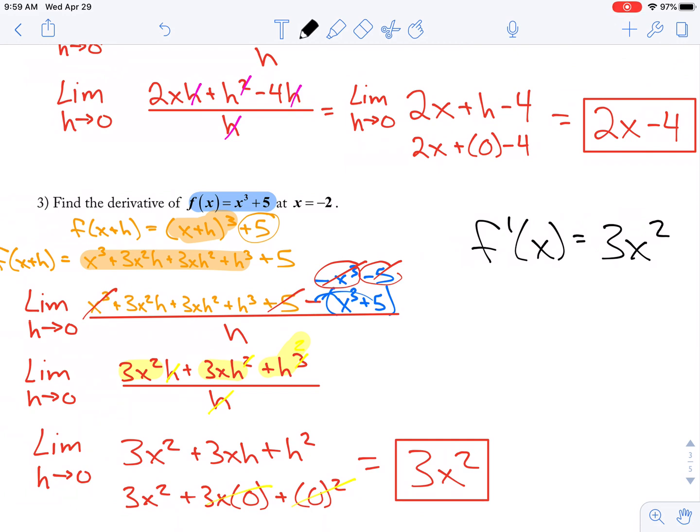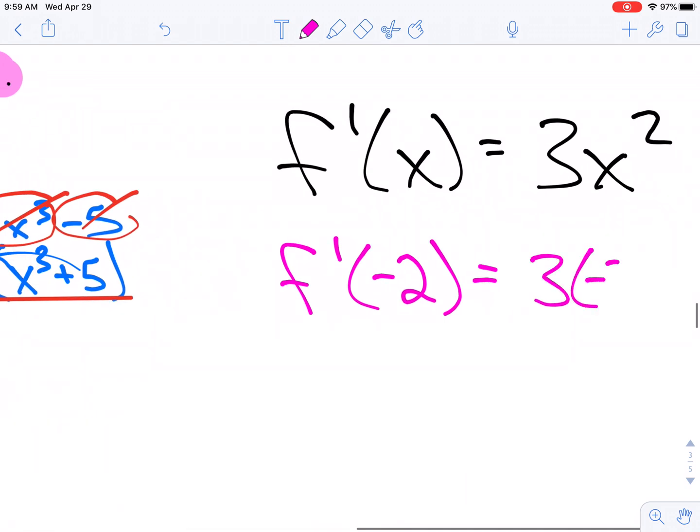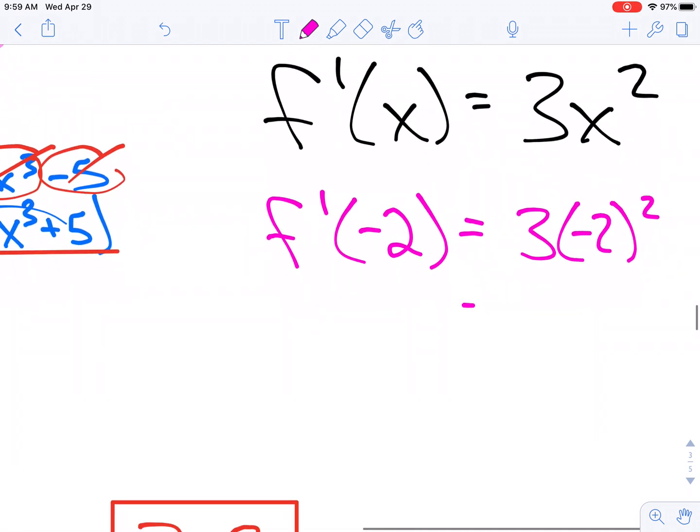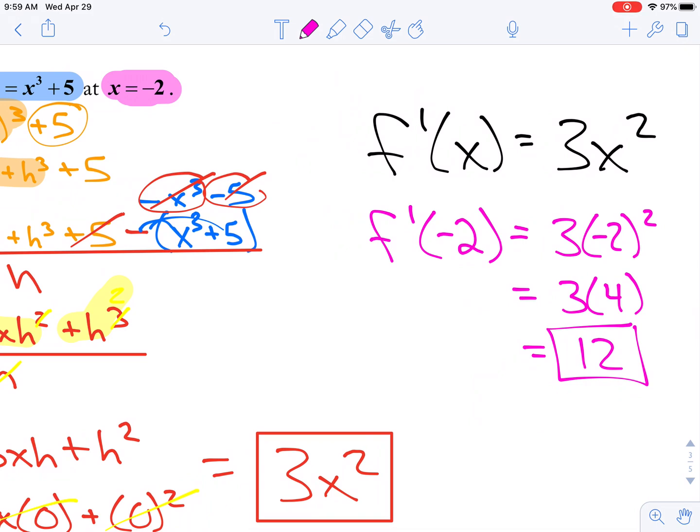So if f prime of x equals 3x squared, now if we want to find it at any specific point, we can plug in that value for x to figure out the slope of the tangent line at that point. So here, if we plug in negative 2, so we have f prime at negative 2, we simply plug in negative 2 for x, and we end up getting 3 times 4, because negative 2 squared is positive 4, which equals 12. So the slope of the tangent line at negative 2 would equal 12.